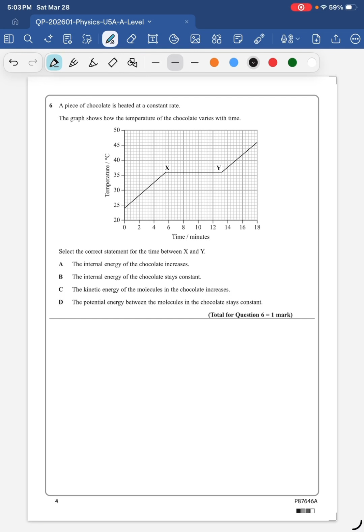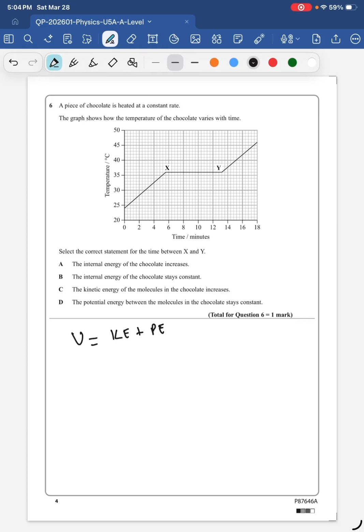Okay, this is a strong candidate because the internal energy, if we call it U, is equal to the kinetic energy plus the potential energy. Between x and y, the potential energy increases because we are breaking the bonds. This is the phase when the chocolate melts. So we increase the potential energy by melting, by destroying the bonds. The kinetic energy is constant because the temperature is constant. So A is a candidate.